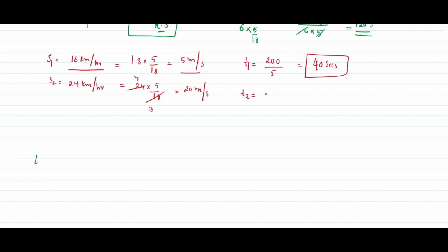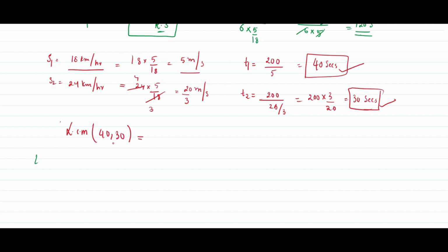Now let's see the second person. The distance is 200, speed is 20 by 3, which is nothing but 200 into 3 by 20, which is 30 seconds. So individually they took 40 seconds and 30 seconds respectively to complete a racetrack of 200 meters. Now we have to find when they will meet at the starting point, which is simply the LCM of 40 and 30. The LCM of 40 and 30 is 120 seconds.